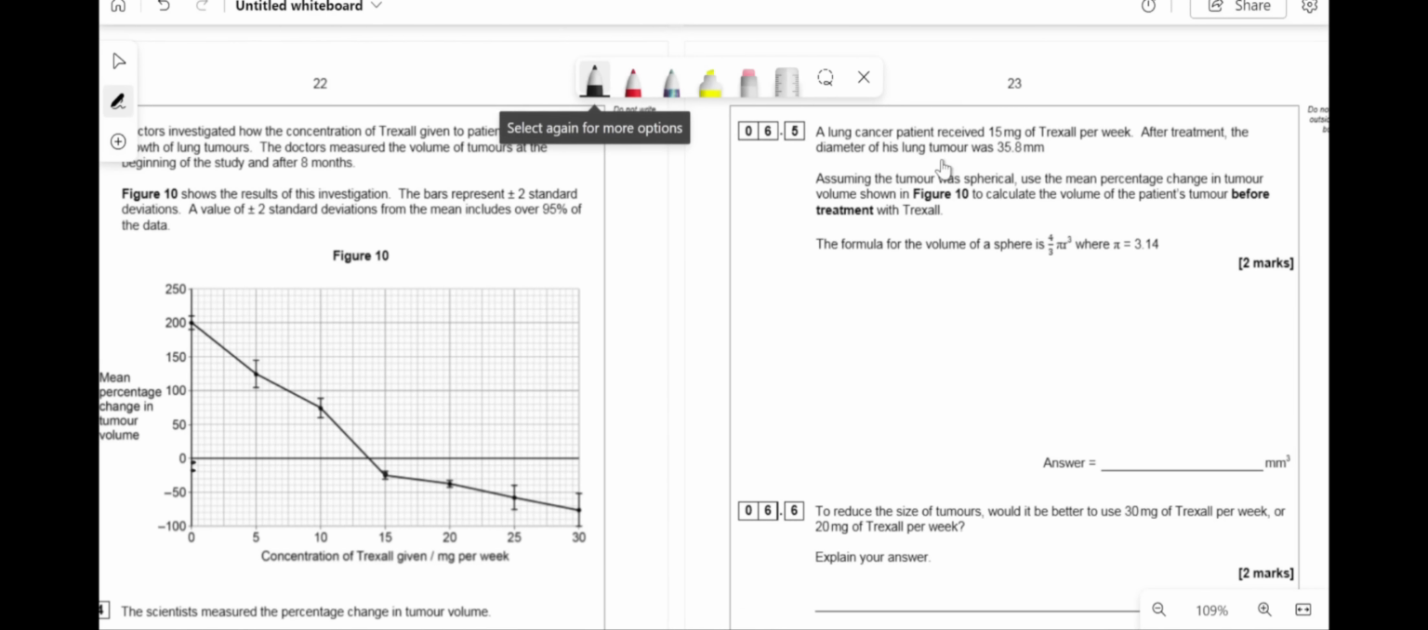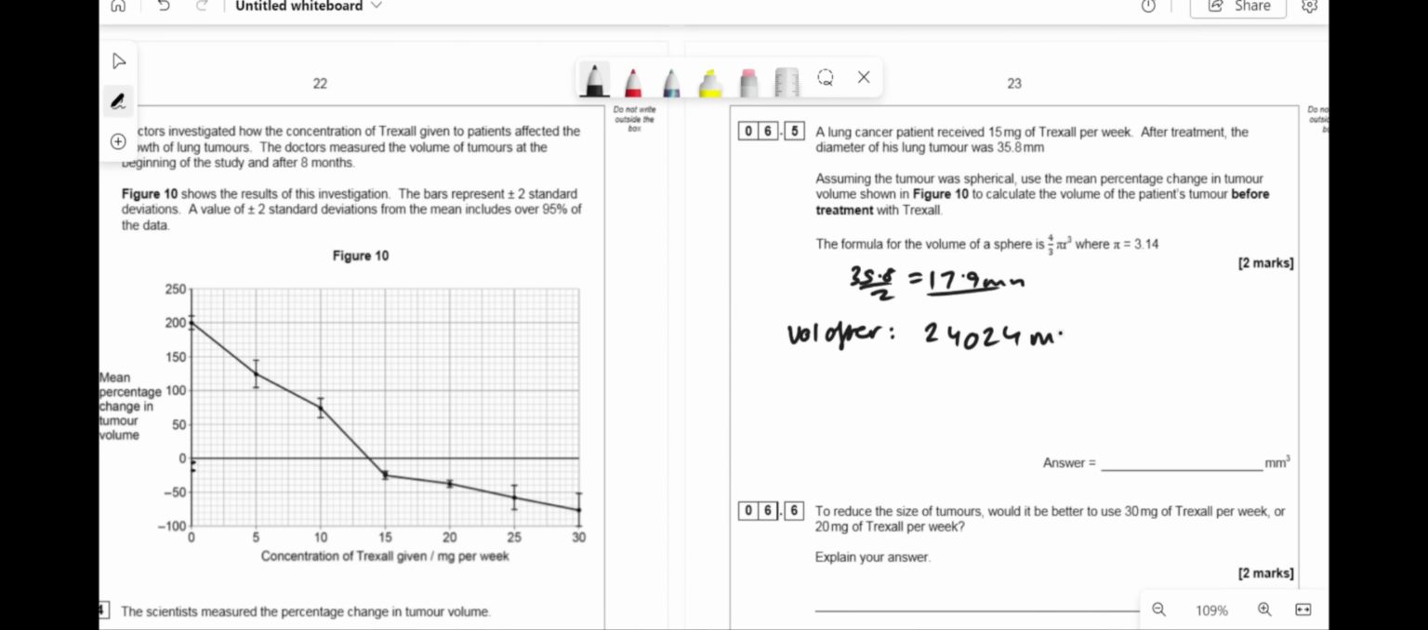So the diameter of his lung tumor was 35.8 millimeters. So if you half that, I'll give you the radius, which is 17.9. Now, this mean percentage change is in tumor volume, so we need to find the volume of his tumor after. So the volume after is going to be 4 over 3 times pi times the radius cubed, 17.9 cubed, which gives you 24024 millimeters cubed. So you've got the volume of the tumor after.